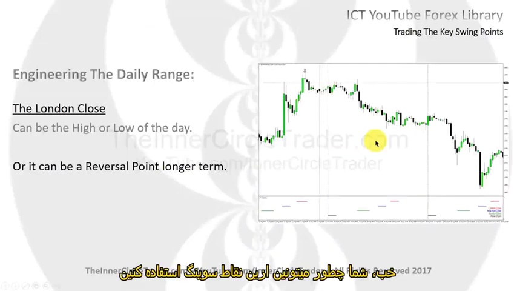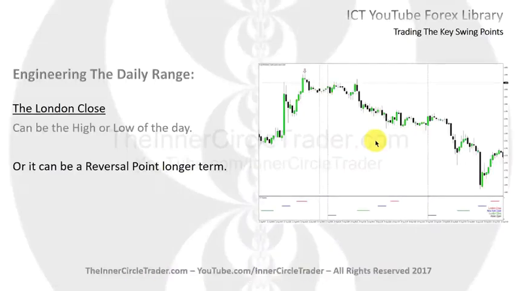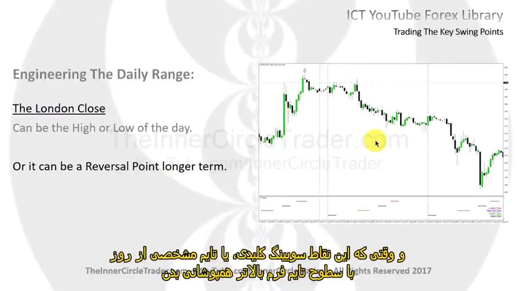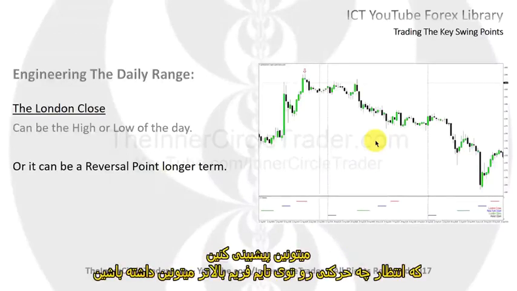Now, how do you use these swing points? You want to be using higher time frame price levels. And when these specific key swing points or times of day overlap with higher time frame levels, you can anticipate what would be otherwise expected on a higher time frame.